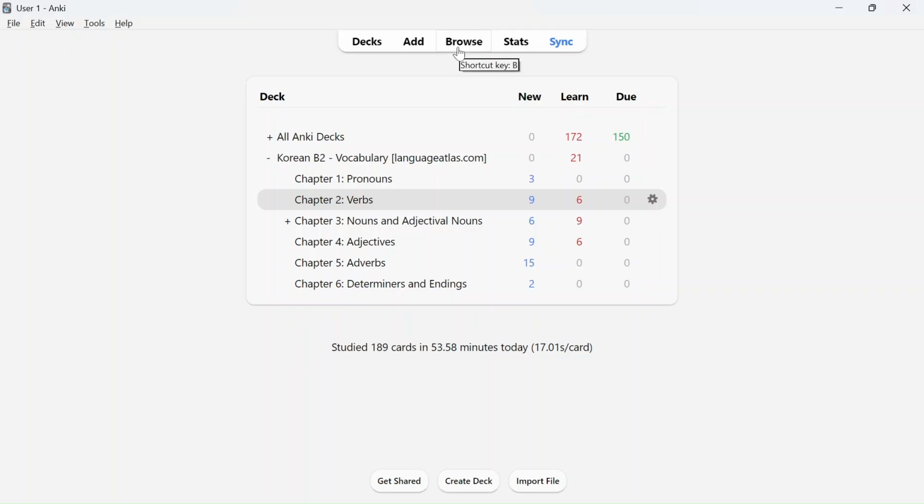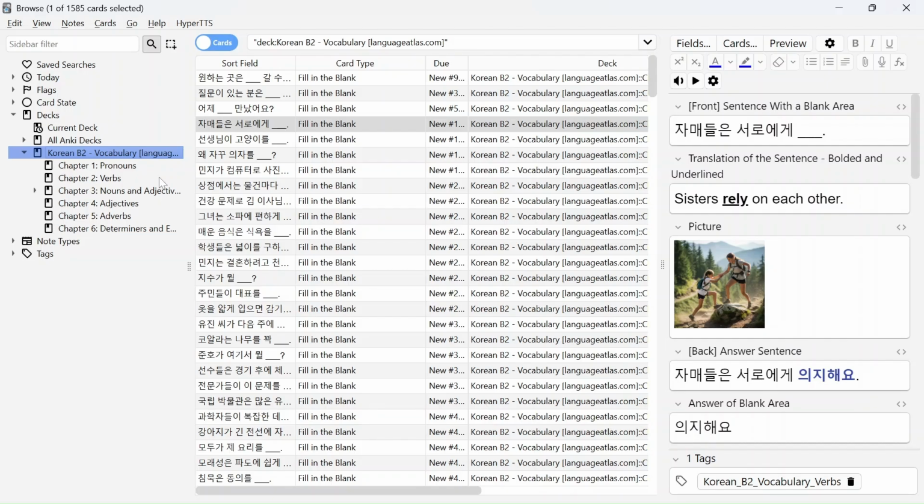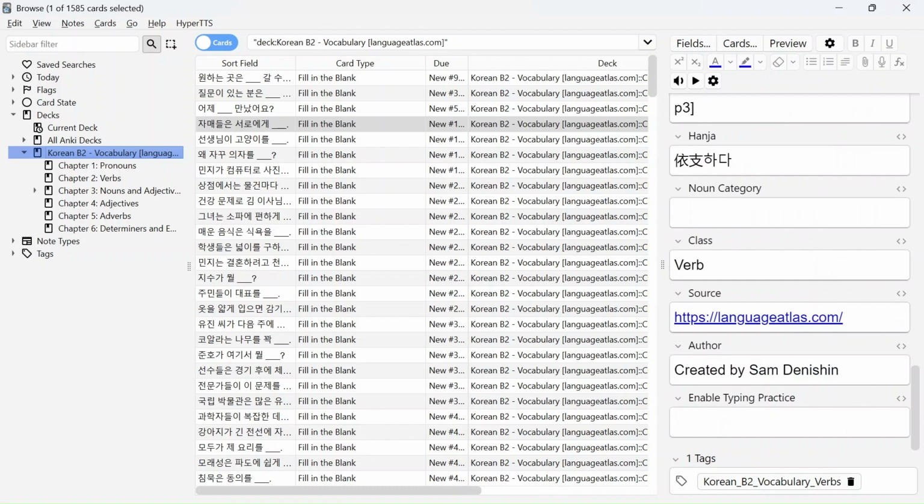So we'll go to Browse, and then you can see I have the Korean B2 vocabulary deck right over here. And if I scroll down, you can see that there's an Enable Typing Practice field over here, and it is empty. Now, if I want to enable the extra typing exercise, all I have to do is enter the word yes over here. However, doing this one by one for all these cards will take a very long time, so I'll show you a faster way.